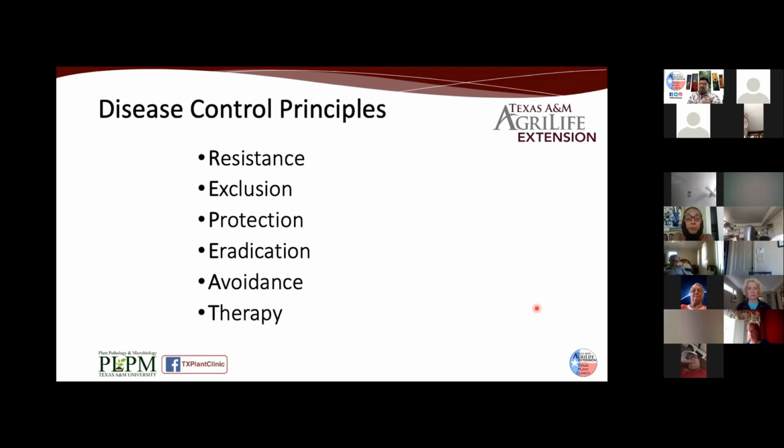Because why? The federal government does not want certain things to come into and potentially affect our natural resources and our cropping systems if we don't have it in the United States. So those are sort of quarantines that can be imposed at the federal level as well as the state level.